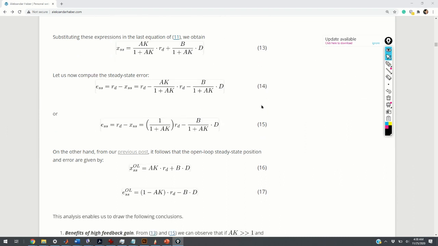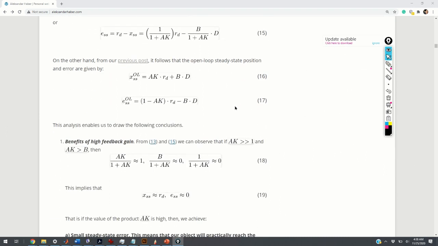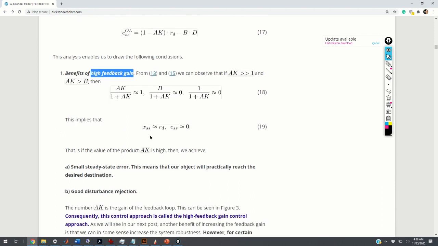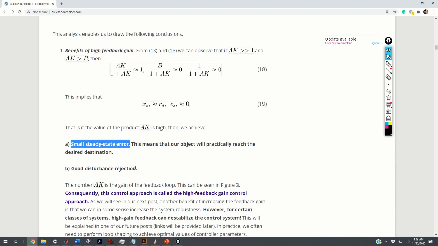So, what I have explained right now is the principle of the high feedback gain. This is a control principle for positioning the object and for computing the control gain. That is, if the value of the product A times K is high, then we achieve small steady state error. This means that our object will practically reach the desired destination, and the second thing we achieve is good disturbance rejection.